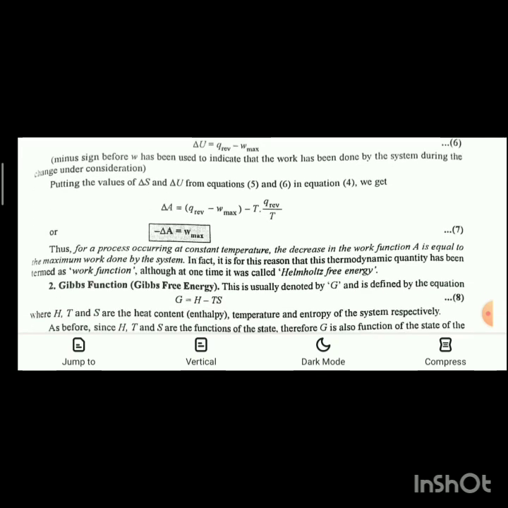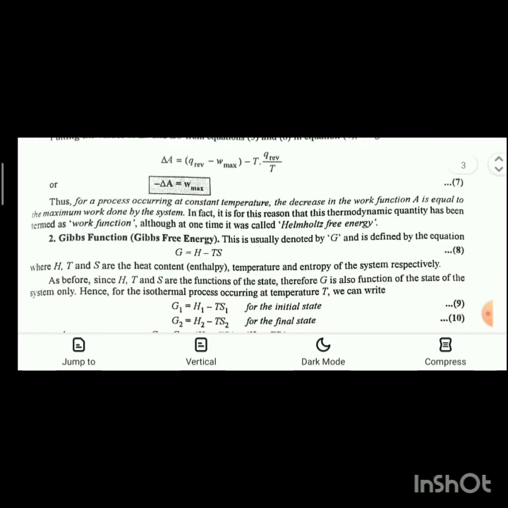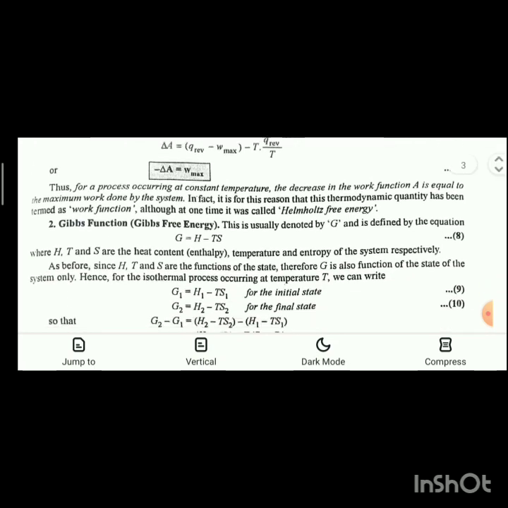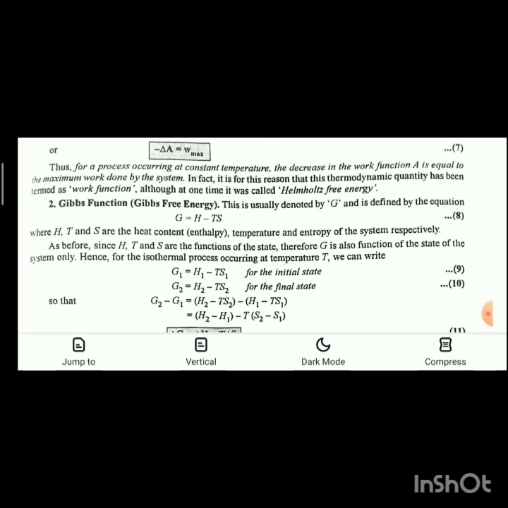According to the definition of entropy change, we know that delta S equals Q reversible upon T. According to the first law of thermodynamics as applied to an isothermal reversible process, we have delta U equals Q reversible minus W maximum. Delta A equals Q reversible minus W maximum minus T times Q reversible upon T, so minus delta A equals W maximum. Thus, for a process occurring at constant temperature, the decrease in the work function A is equal to the maximum work done by the system.